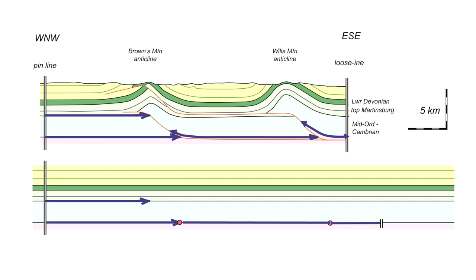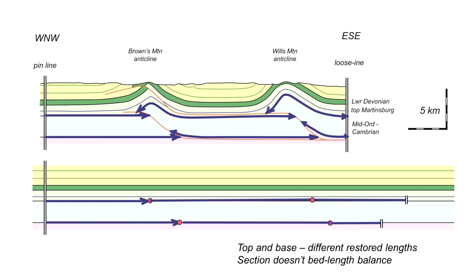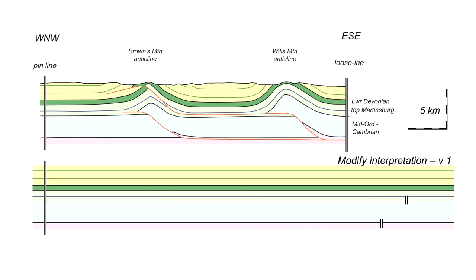Let's do the same now with the top of this carbonate package here and restore those measurements back onto the template here. Well, we can see straight away that the top and base of this carbonate package restore to different lengths. In other words, the cross-section does not bed length balance. So let's look at the mismatch. We can use this to modify the interpretation above to achieve a balance.